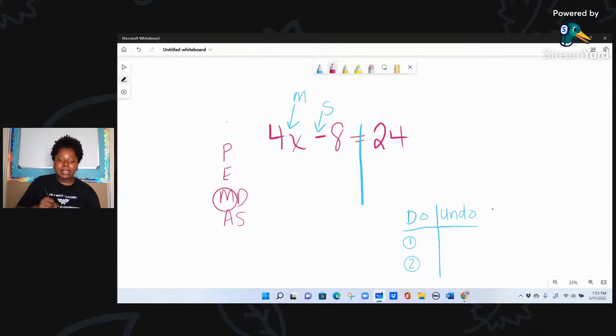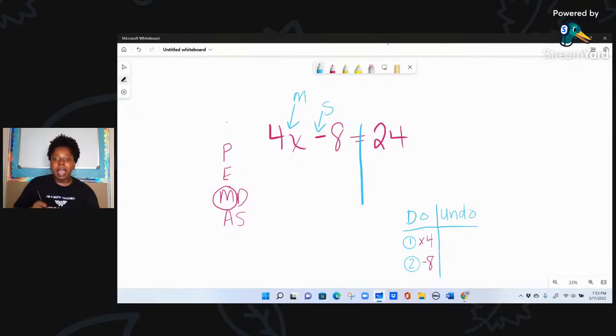So when I look at this x, I see that I'm multiplying it by 4 first. So this dot means times 4. Okay, if you want to use an x, that's fine. Times 4, and then we subtract 8. Okay, so multiplication comes first. All right, so now I have to undo that.